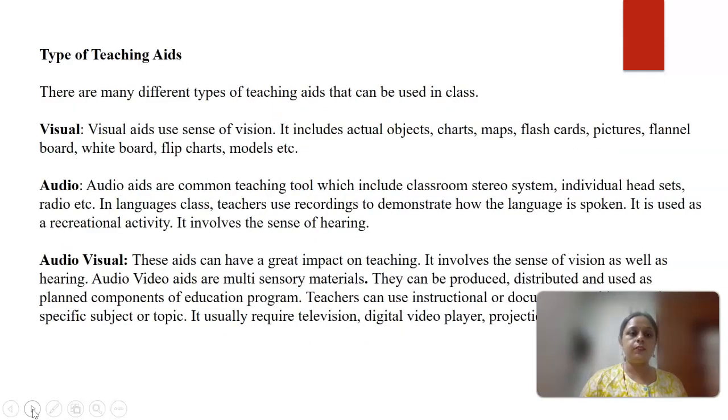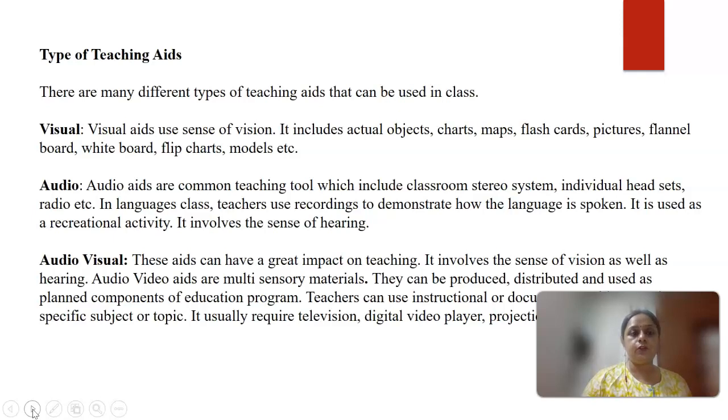Now I'm going to discuss the different types of teaching aids that are available. There are many different types of teaching aids, but we're going to be discussing three types mainly. The first one is visual teaching aids, which use the sense of vision, and it includes actual objects, charts, maps, flashcards, pictures, flannel boards, whiteboards, flip charts, models, etc.